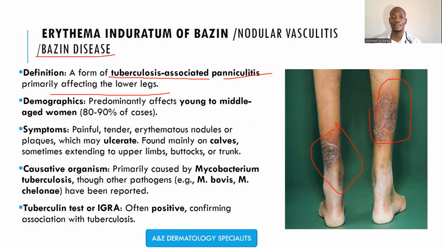Usually this diagnosis is easy to make clinically because of the known locations of the erythema induratum. We usually see it in young to middle-aged women. Most of the cases, up to 90%, occur in women, and they can present with pain, tenderness, erythematous nodules, flakes, or sometimes ulcers, mainly on the calves. Sometimes they can also get similar lesions on the upper limbs, buttocks, or even the trunk.